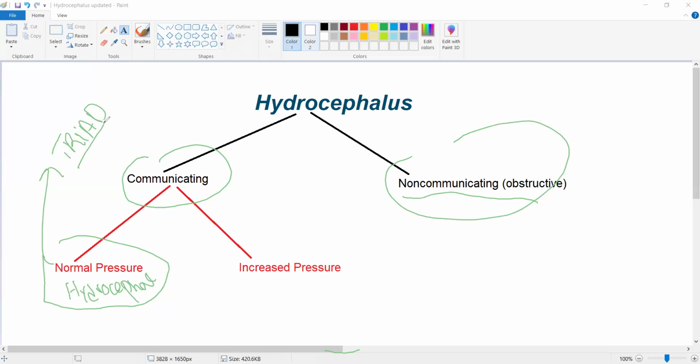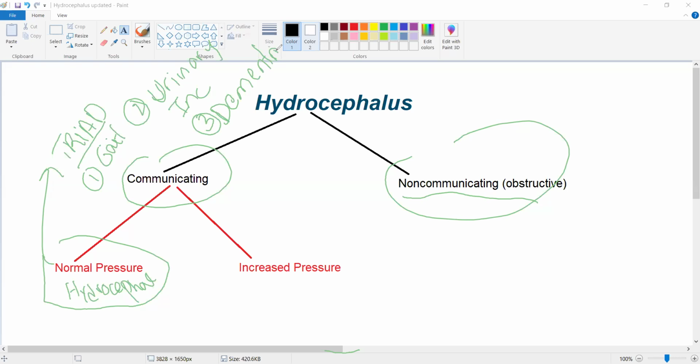The triad is gait abnormality, a magnetic gait, then urinary incontinence, and the third one is dementia, cognitive dysfunction. The third one is dementia, super high yield. That is the normal pressure hydrocephalus triad.